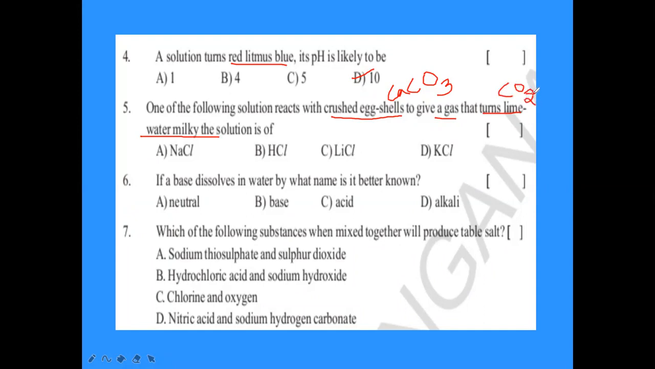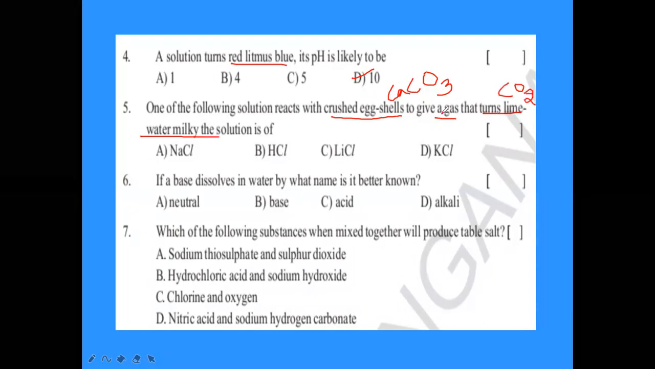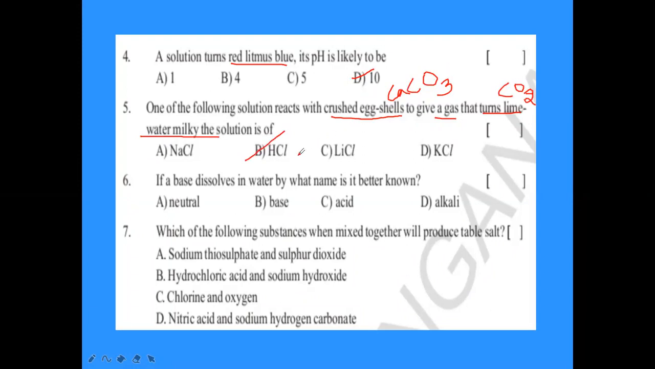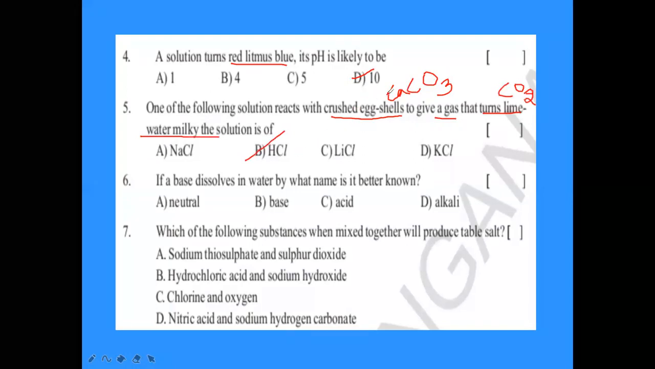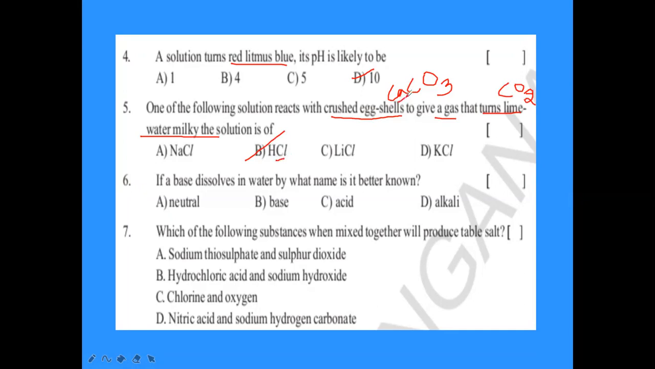This gas only will turn lime water milky white. So what could be the solution here? HCl. When HCl acid reacts with CaCO3, the crushed eggshells, what happens? First calcium chloride will form, as the Cl minus ions will be taken by calcium ions. After that H2O and CO2 will form. The CO2 gas will turn lime water milky white. So the answer is HCl. HCl will react with crushed eggshell, that is calcium carbonate, to form CO2 gas.